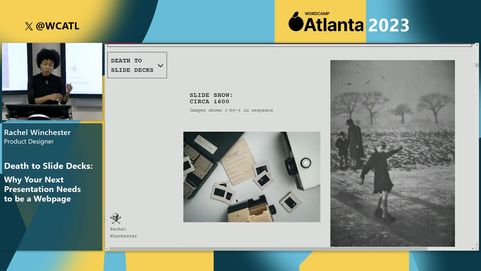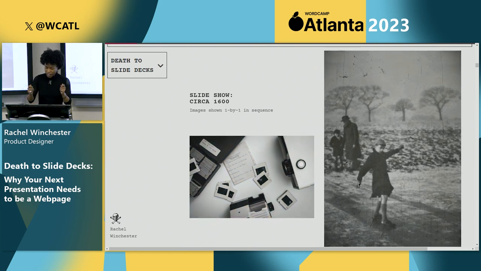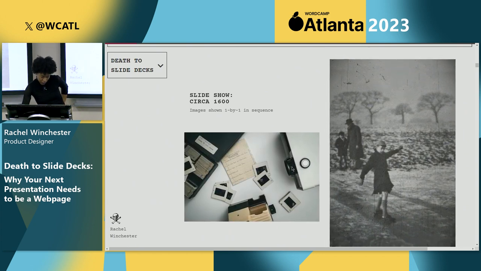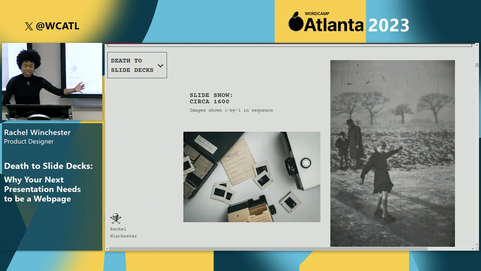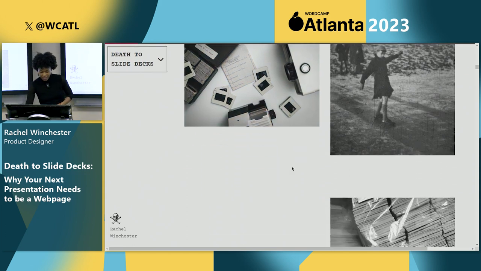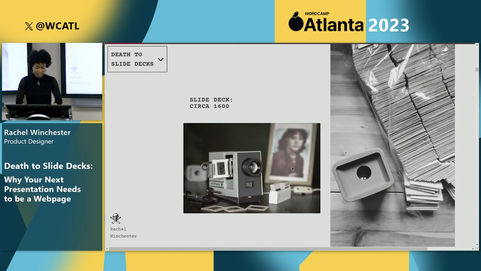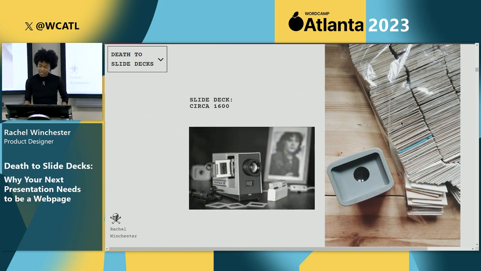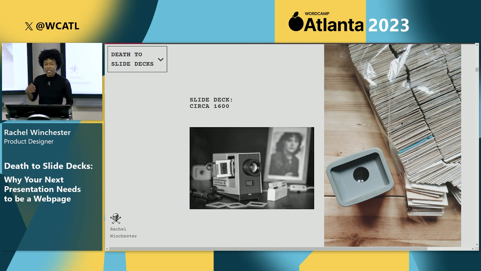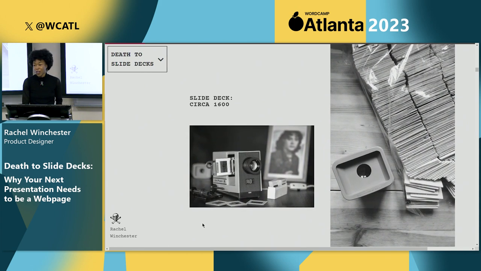These were images shown one by one in sequence. An image would be created in a material called acetate that was semi-transparent and put in front of a projector with a light source, and the image would be projected onto the screen. So we get the slide deck from the slideshow, images one by one in a deck, shown in succession in a sequence to kind of tell a story and give a presentation. So that's where we get the slide deck. That was a long time ago. Who remembers the 1600s? No one.